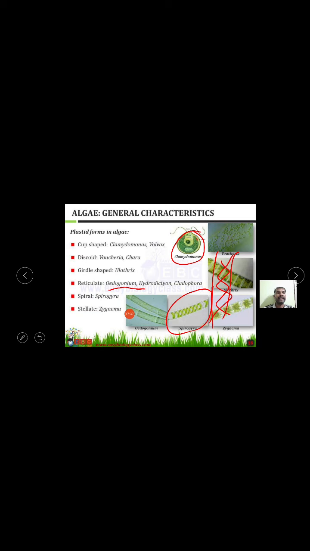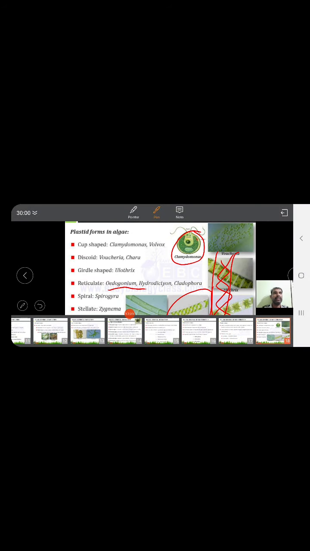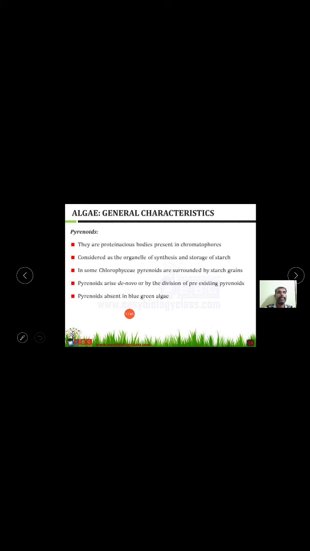Finally, the stellate, that is Zygnema. Next slide.